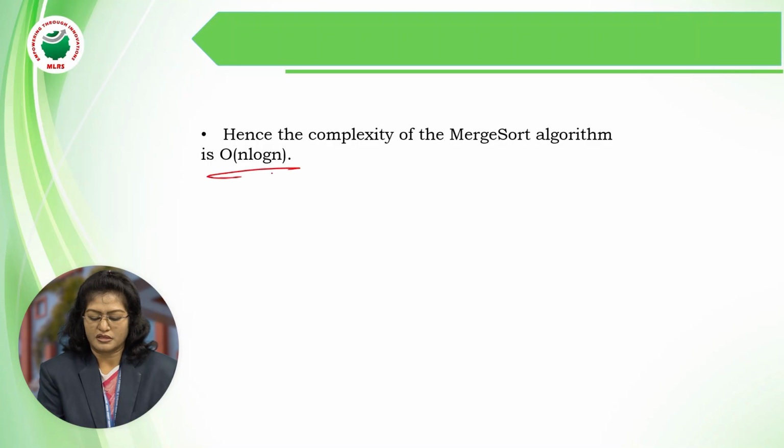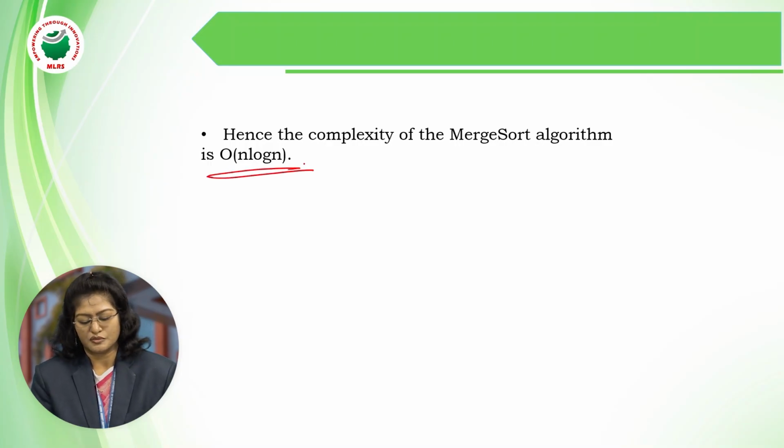The time complexity of the merge sort algorithm is big O of n log n.